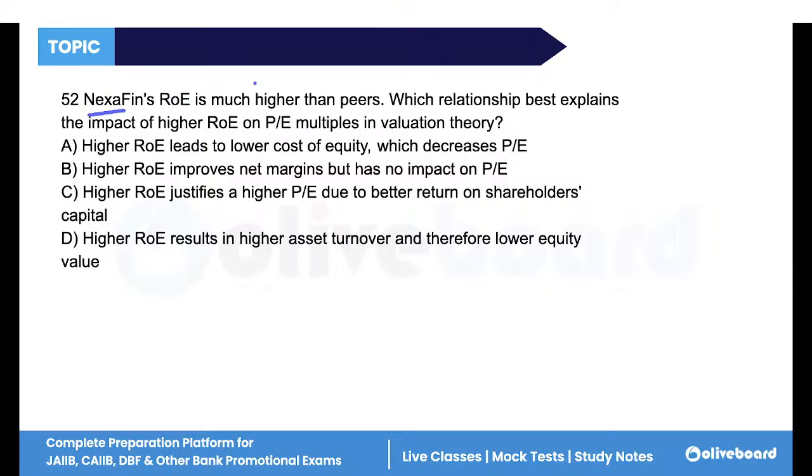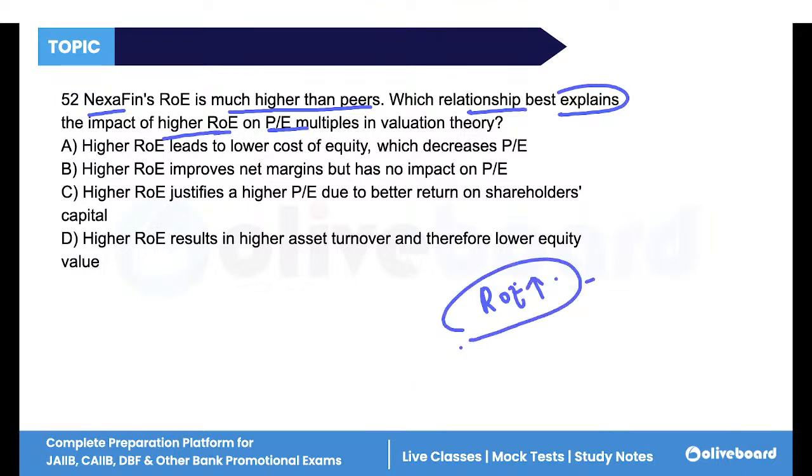Now, next, the financial's ROE is much higher than peers. Which relationship best explains the impact of higher ROE on PE? So, if return on equity is higher, what does it mean? That the value of equity is also higher, and their PE ratio is also higher. Higher ROE improves net margin but no impact on PE? No. If ROE is higher, then PE will be impacted. Higher ROE justifies a higher PE due to better returns to shareholders. That is option C.